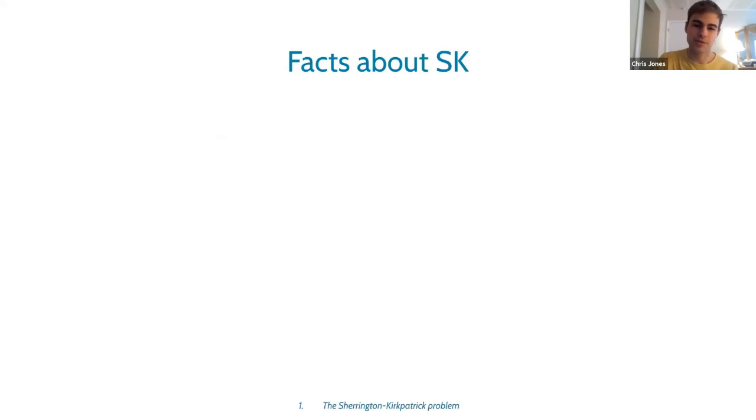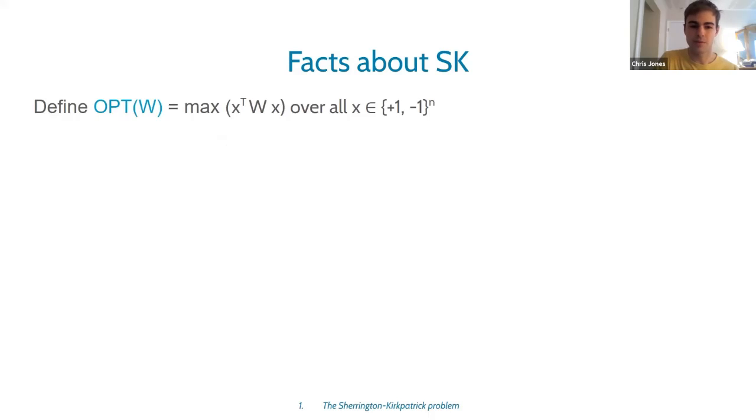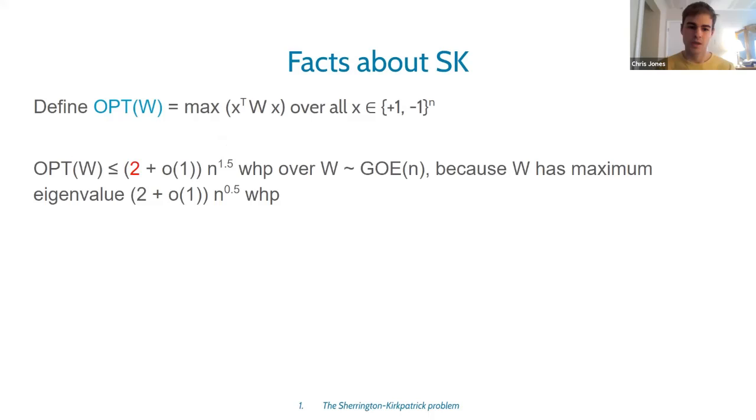Okay, so what's known about this average case problem? Let's define the notation opt of W to be the maximum over the hypercube of the quadratic form. Then it's evident that opt of W is always less than or equal to 2 times n to the 1.5 with high probability. This is because the maximum of the quadratic form over the hypercube is bounded by the maximum eigenvalue of W times n, and that eigenvalue follows the Wigner semicircle law, which gives a factor of 2 times n to the 1.5.